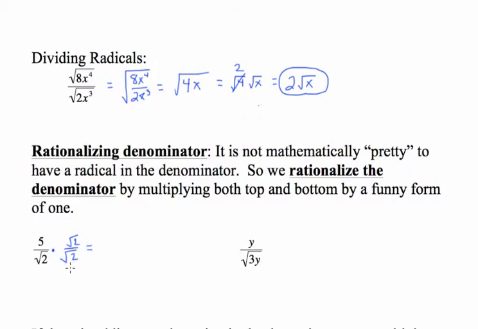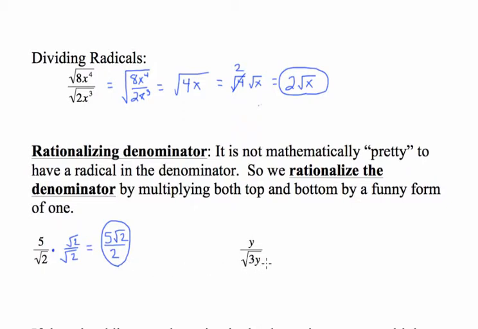So remember, multiplying fractions, it's no problem. First you do the top, then you do the bottom. Top, 5 times root 2 is 5 root 2. Root 2 times root 2 is regular 2. So I get 5 root 2 over 2. That can't simplify at all. That's my answer.